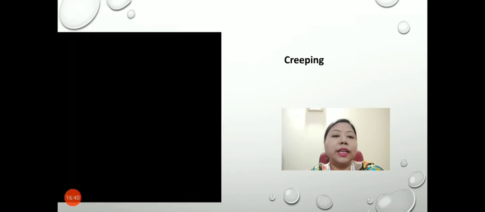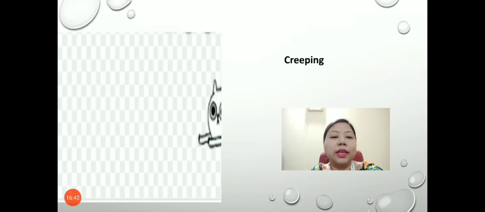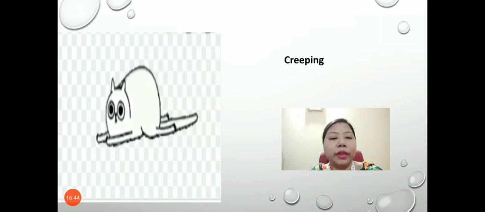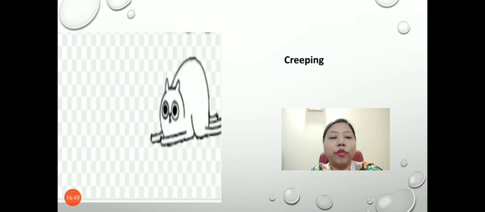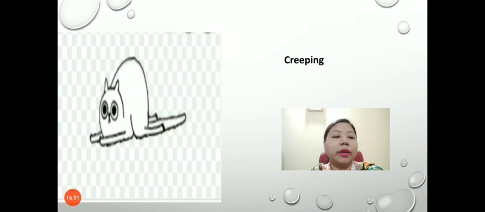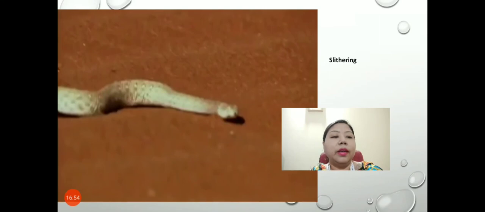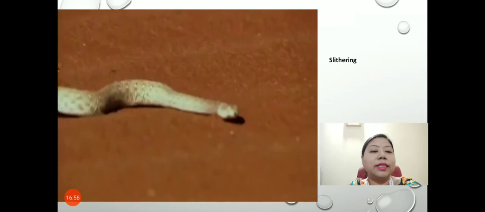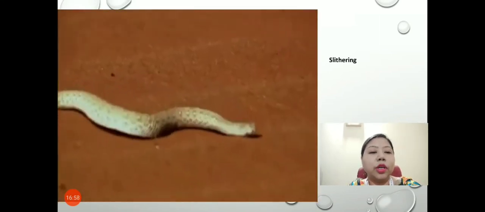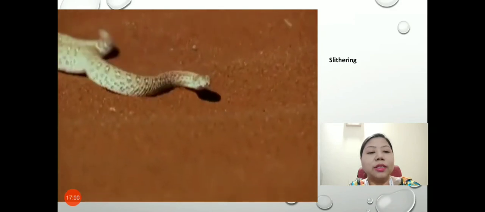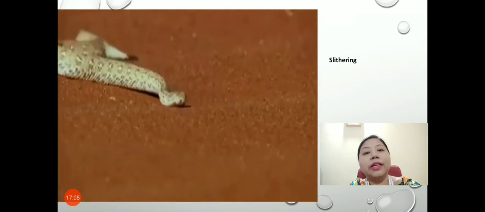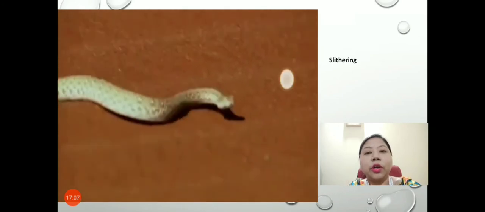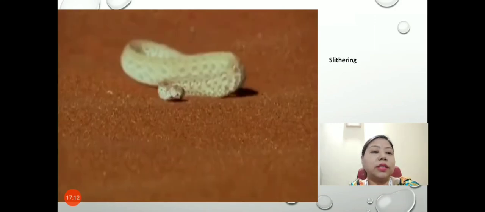Next is creeping. Here you can see quietly moving. This type of movement is called creeping. Then you can see a snake slithering. How does it move? It slithers. This movement is called slithering, and usually slithering is seen in animals which do not have legs.